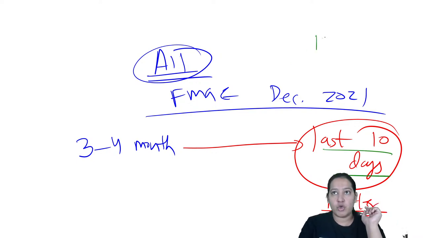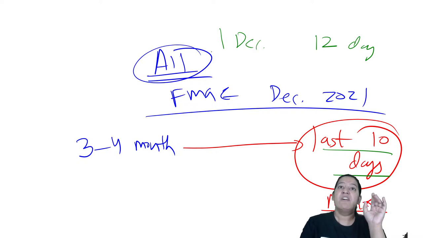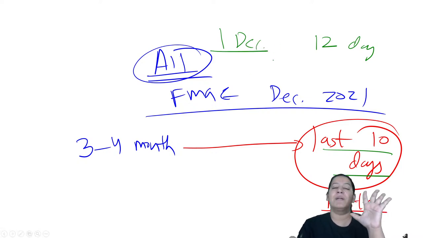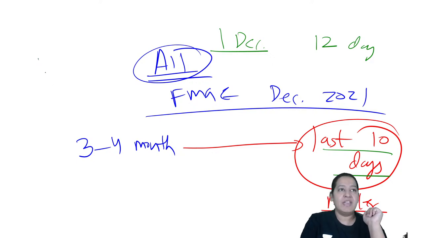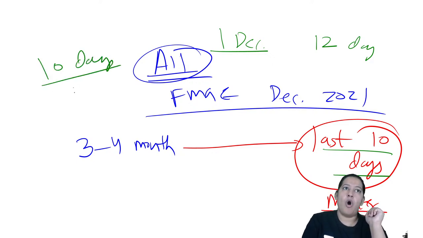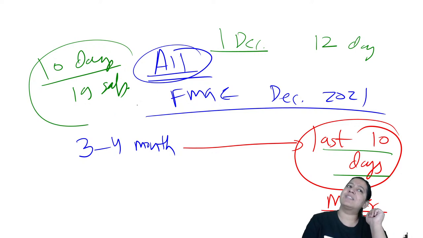So tomorrow exam is 12th of December. So 1st December se tumhara countdown shuru ho jana chahiye. 1st December se 10th or 11th December tak tumhara revision plan kya hai. In the 10 days, you should revise all 19 subjects. Jitna pad liya sab revise karo.